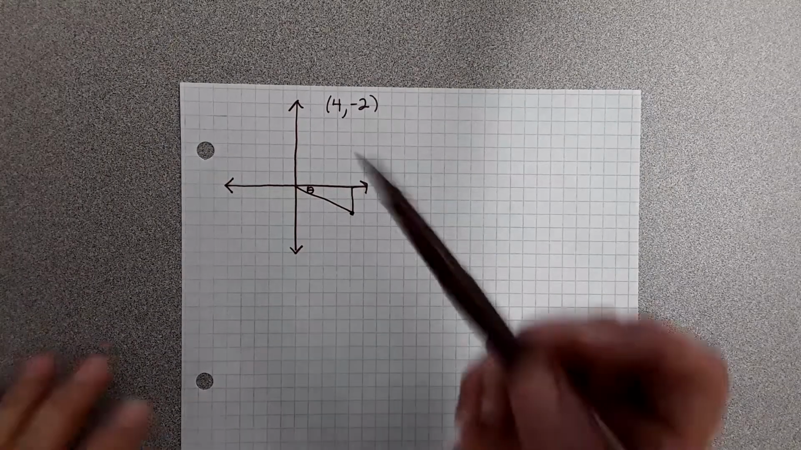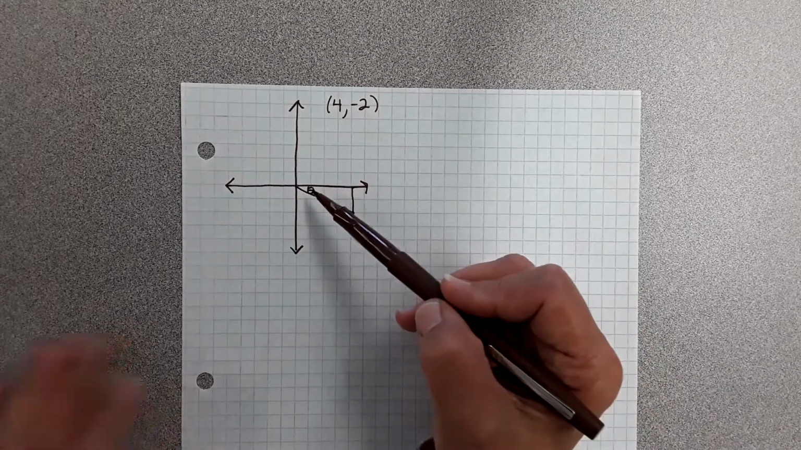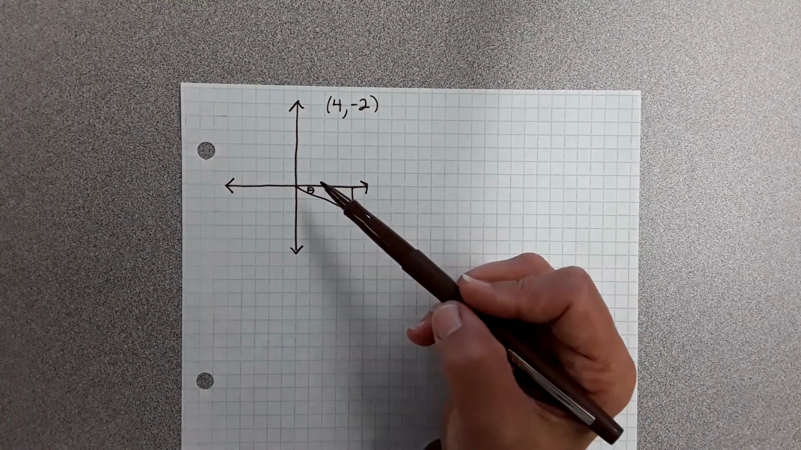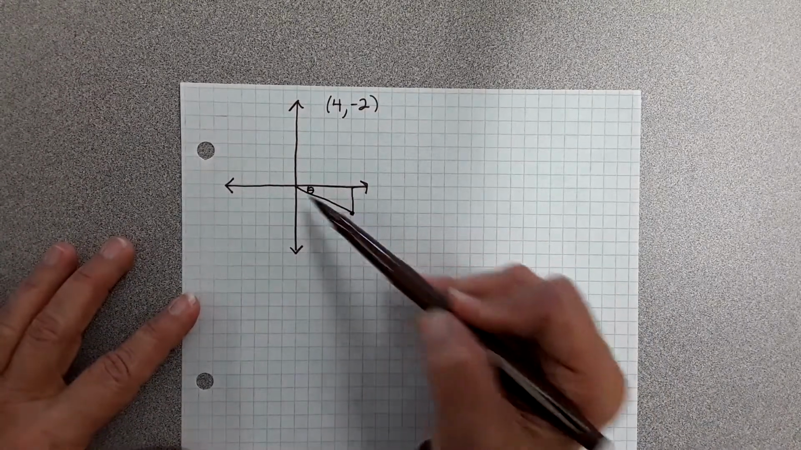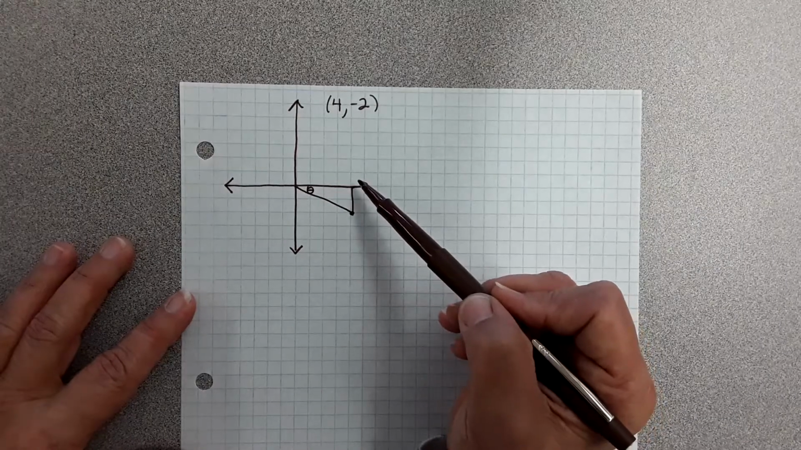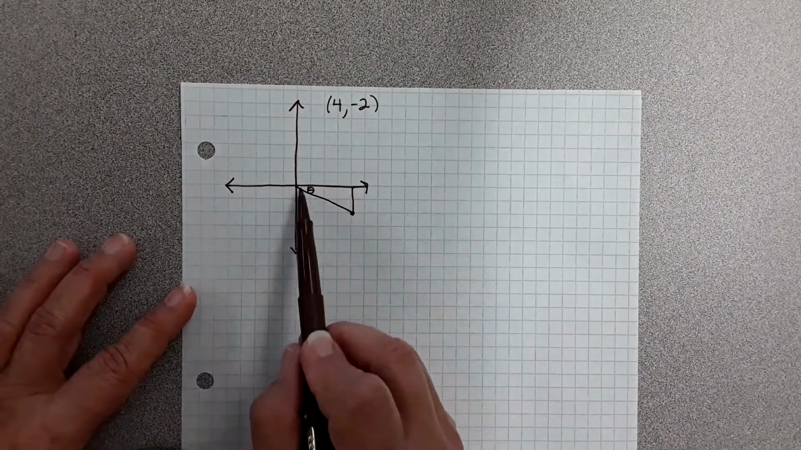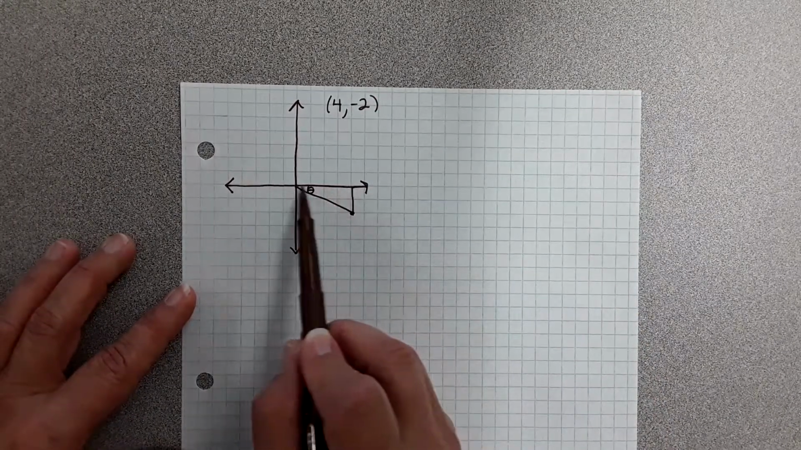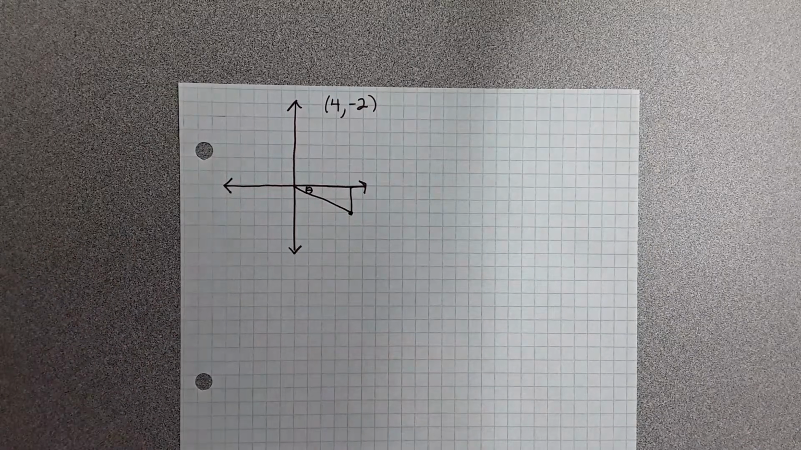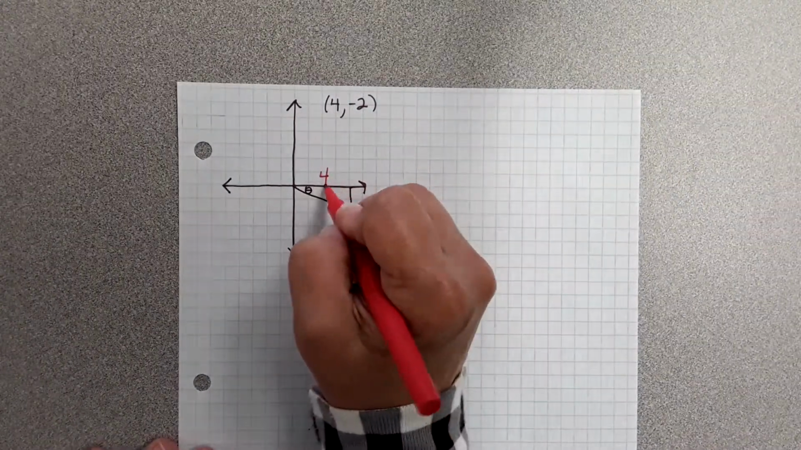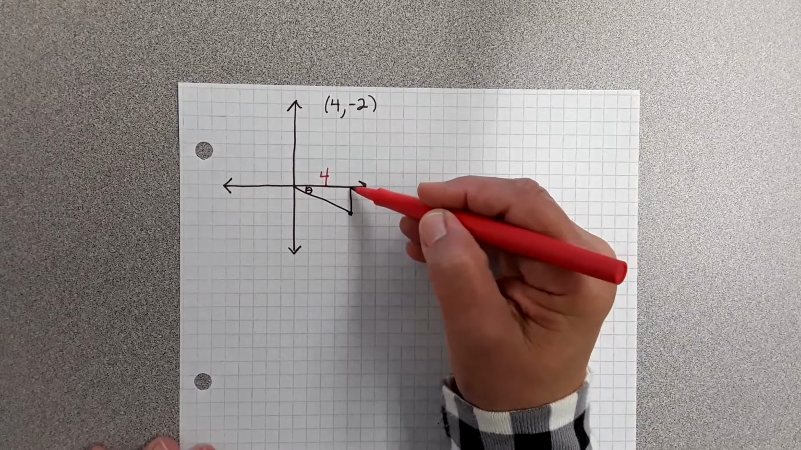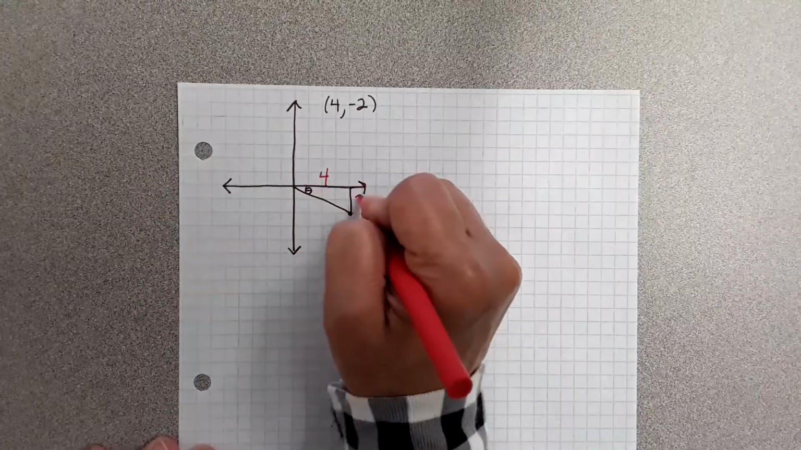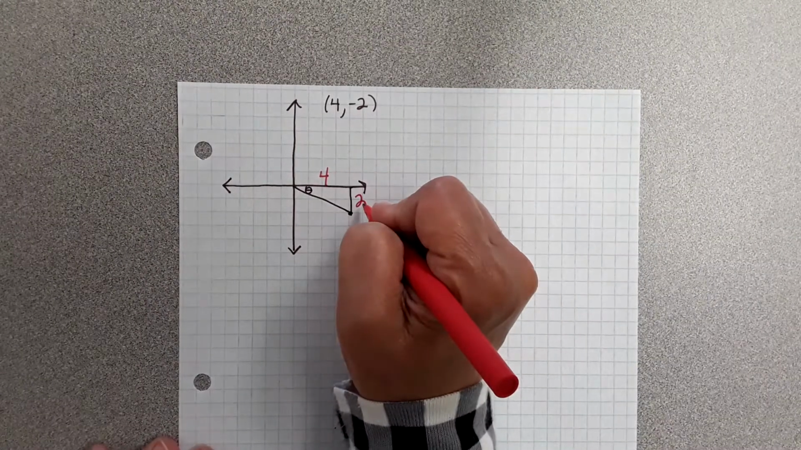So again, you guys, make sure you know that theta, that's like your reference angle, is always going to be between the terminal side and the x-axis. So what is the length of this side right here? 4. So the length of this side is 4. What is the length of this side? 2. Remember, this is your x and this is your y.